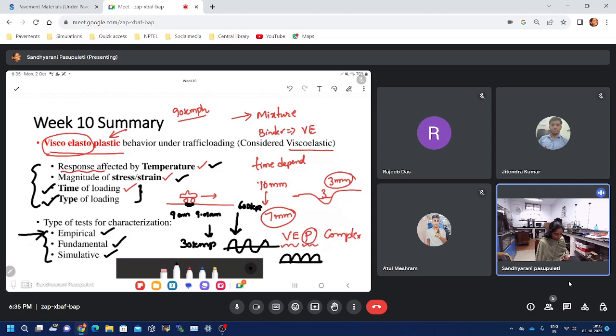Out of these 3 types of tests, we have to remember that empirical tests are based upon past experiences and also some research data, and simulative tests try to represent or simulate the field conditions in the laboratory. Fundamental tests give data that provides the stress strain response of the material. We need the stress strain response so that it can be taken as an input for pavement design. So out of these three, the fundamental tests are the ones which give the output required for the design of pavement.